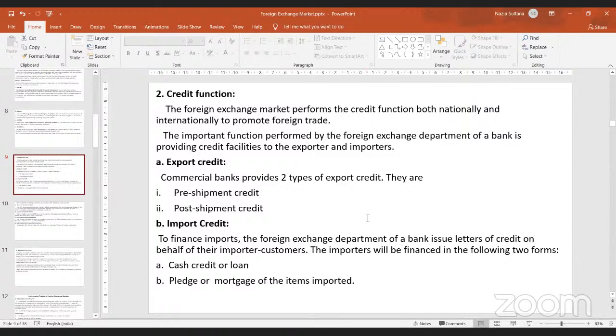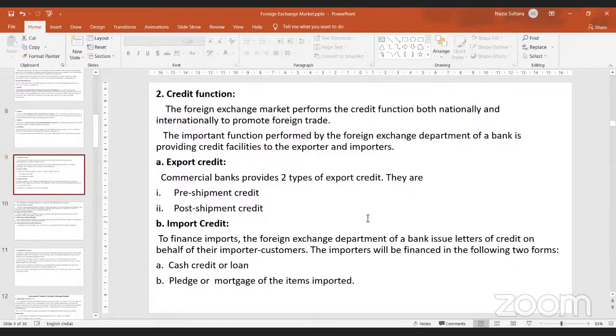Pre shipment is before your export goods get loaded onto the seaways or into the airways. Then, what all kinds of money is required to complete that particular transaction? That will be your pre shipment credit, given before the shipment is actually done. Credit can also be post shipment, where you have shipped the goods and then the credit, an amount of loan, is given to you. So, post shipment also you can take credit from these banks.